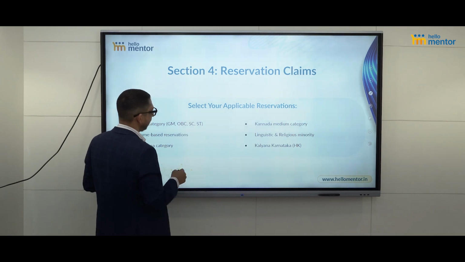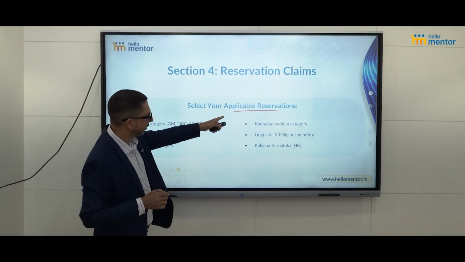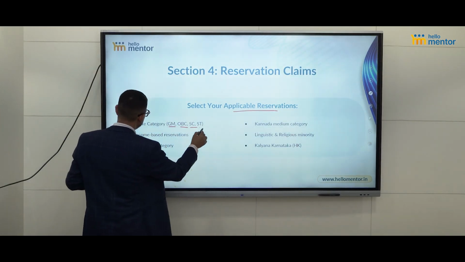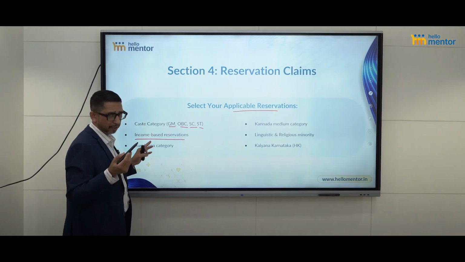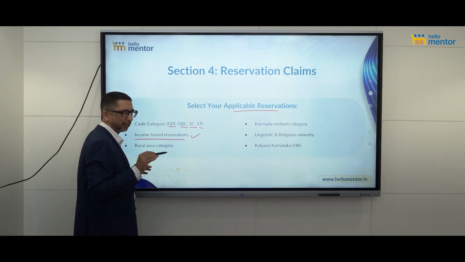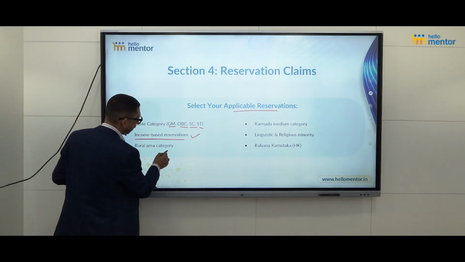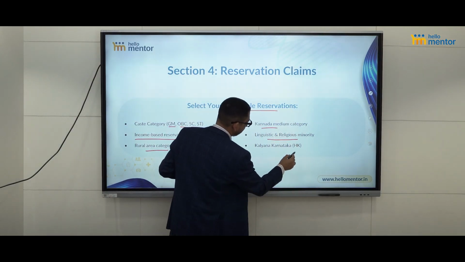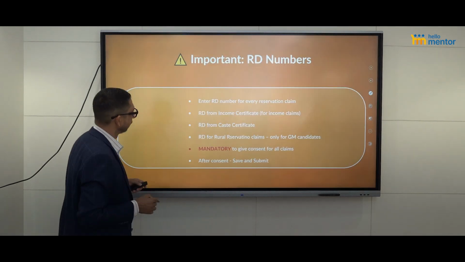Reservation claims. Select your applicable reservations, that's important, and get all your documents for these reservations ready because when the verification will happen. Okay, caste category: general merit, OBC, SC, ST; income based reservations. If you are going to claim one, you must have the certificate, and remember EWS certificate or those kind of certificates are valid only for 1 financial year. You will have to renew. Okay, rural area category reservations, Kannada medium category reservation, linguistic and religious minority, and Kalyana Karnataka, which can be called as the Hyderabad Karnataka region.